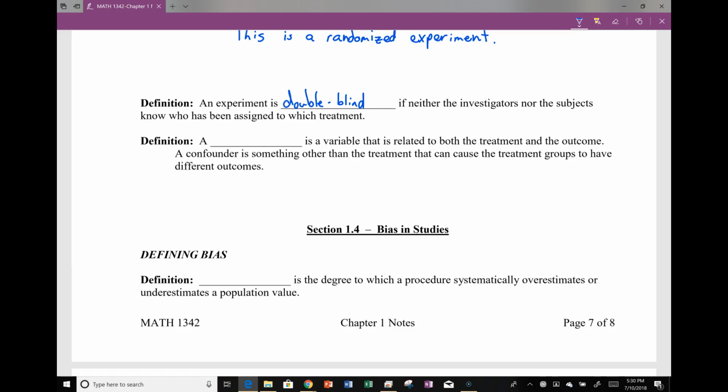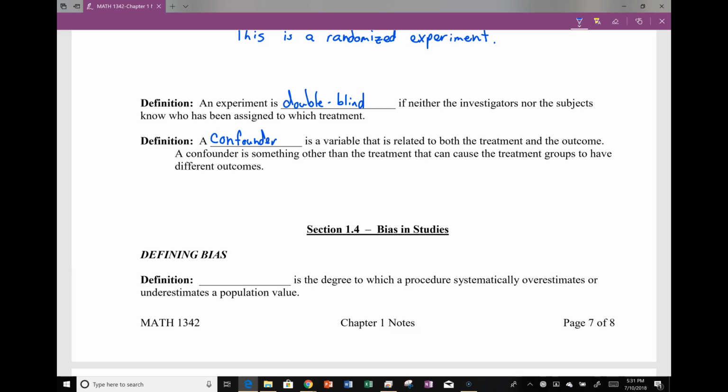Now, a confounder, and I'm misspelling this, a confounder is a variable that is related to both the treatment and the outcome. These are things that we do not control, really. These are items that come into play, and they can have effects on our outcome that we're expecting, and therefore it has effects on our treatment group.